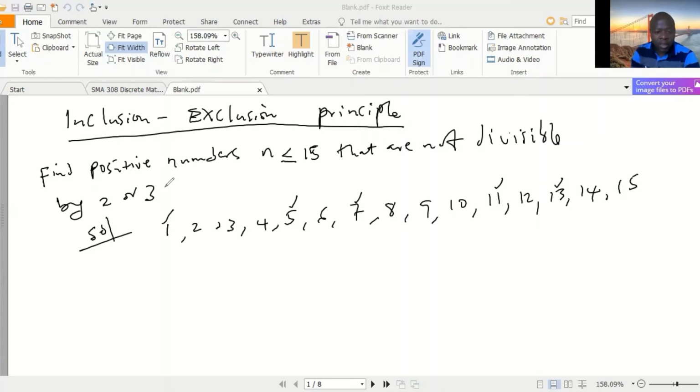So one could say the answer is 5, and look at how this person has done it by listing the elements and then counting those which are not divisible by 2 or 3. But this would be time consuming if you are given a bigger value here. If n was bigger, supposing n was 1,000, you cannot list all the numbers between 1 and 1,000 and then count those which are not divisible by 2. That will take a lot of time. You can do it, but it will take a lot of time. But let me see, what is the easiest way of doing this?